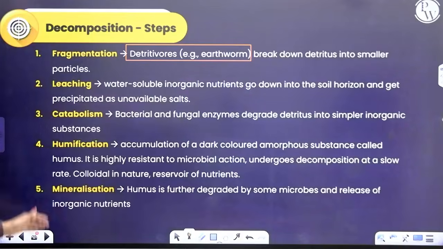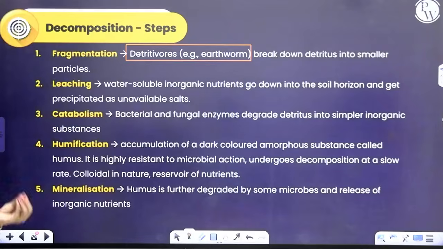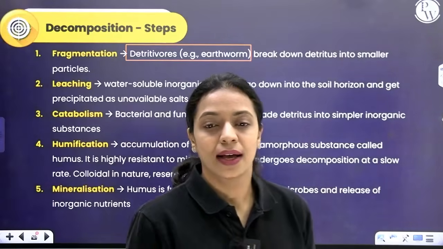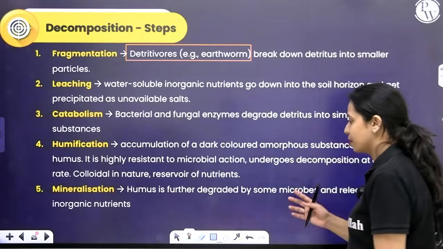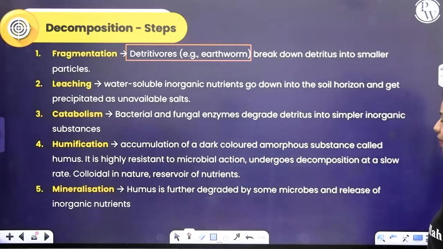Okay? Humification is the accumulation of a dark colored amorphous substance called humus. It is highly resistant to microbial action. It undergoes decomposition at a very slow rate. It is colloidal in nature and acts like a reservoir of nutrients. Mineralization is the humus getting degraded by some microbes and released as inorganic nutrients. Okay? So that's about decomposition.